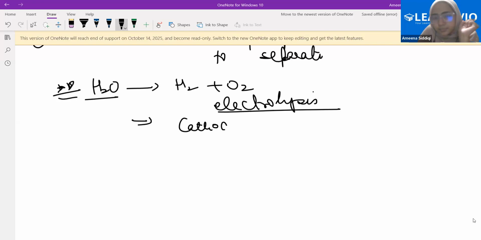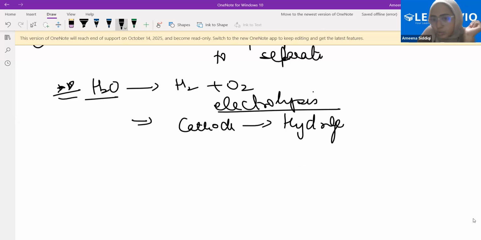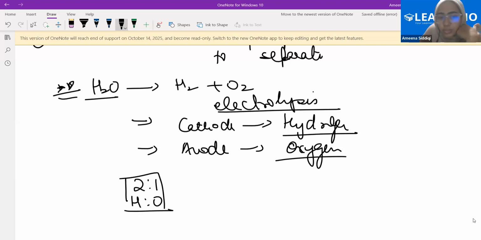Cathode and anode will be there. Cathode being the negatively charged, we will get hydrogen on the cathode. We will get H2 gas on the cathode, okay? And we will get oxygen on the anode. The next important point here is, what is the ratio of hydrogen to oxygen obtained when water molecule is decomposed? The ratio is 2:1. Hydrogen to oxygen is 2:1. This is the ratio.